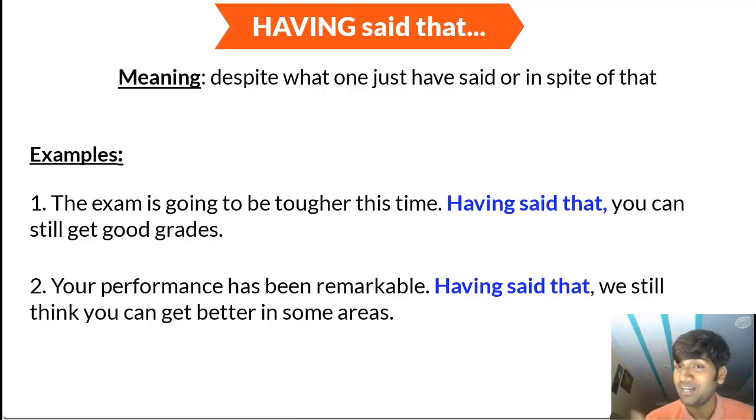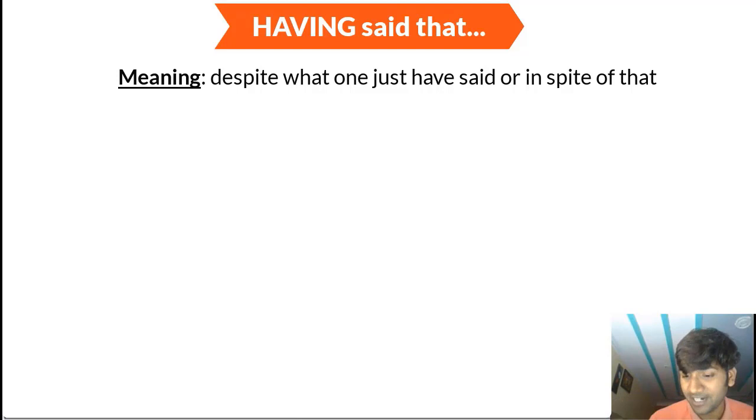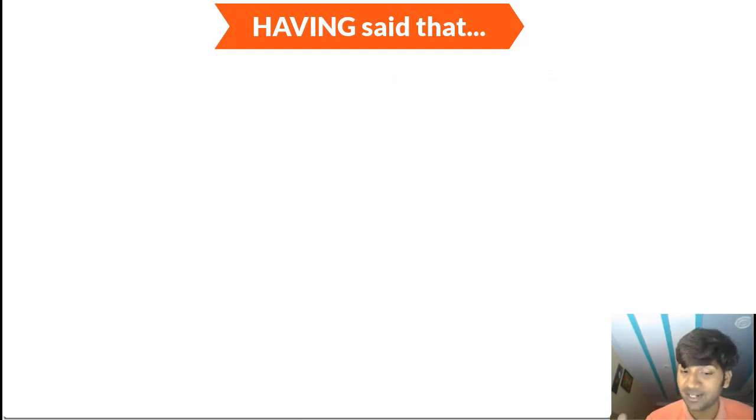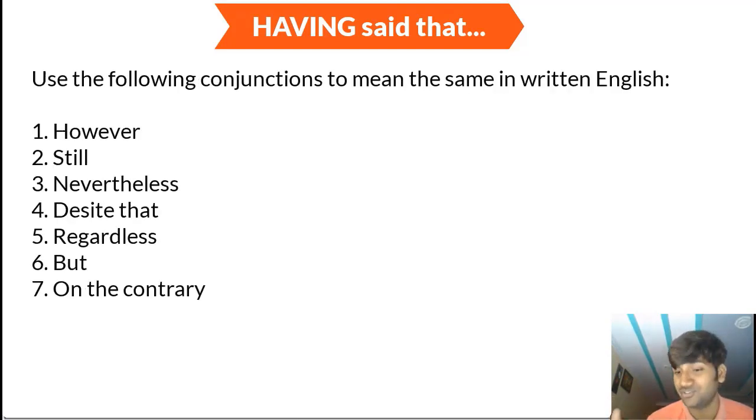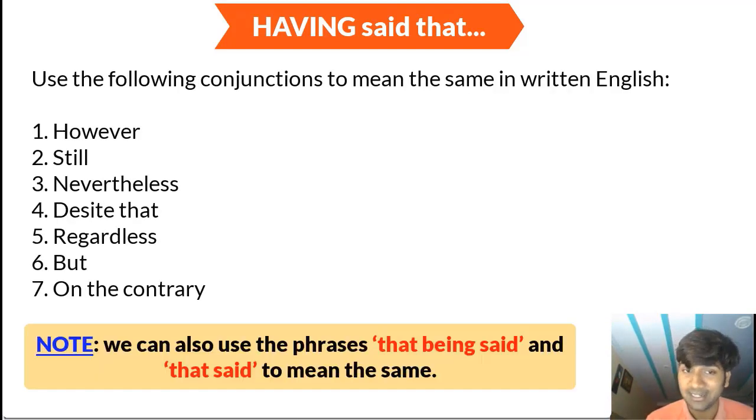So this is how we use having said that to introduce something contradictory, to contradict what you just have said, right? So this is very common in spoken English, right? But in written English, we use conjunctions such as however, still, and some others that you see on the screen, right? So that's all about today's lesson, guys.